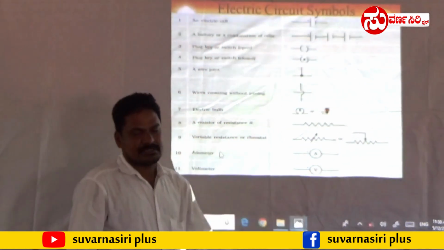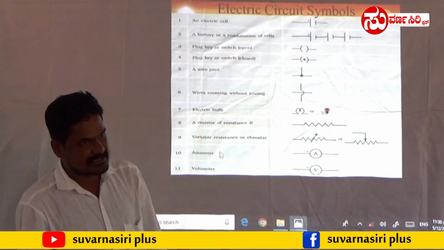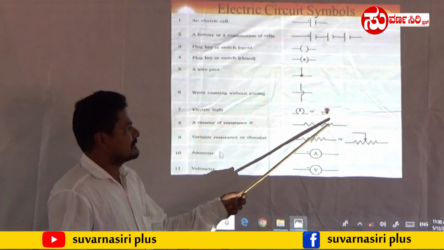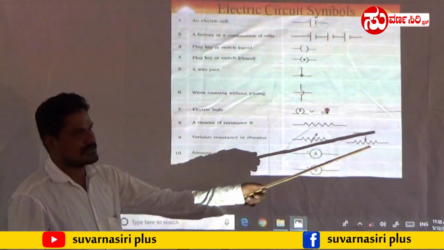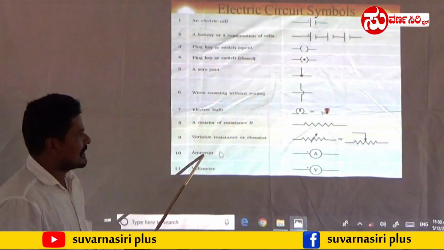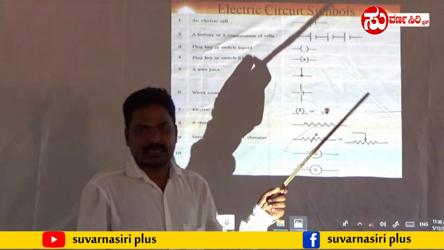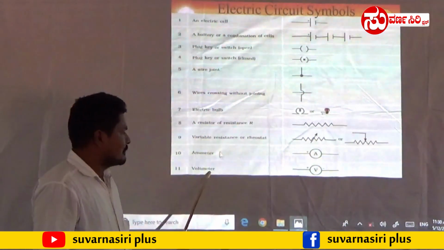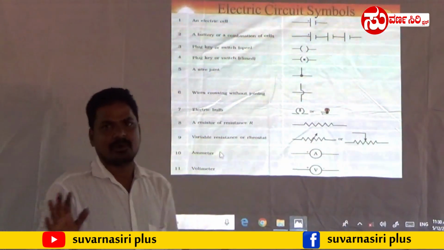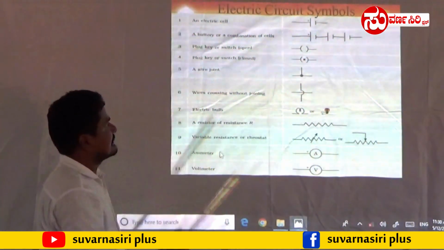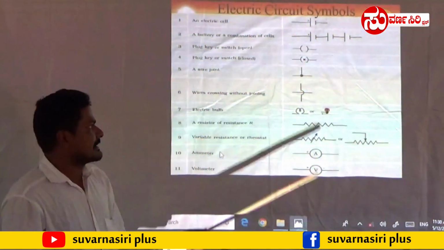Here, resistance means what, what is the formula of resistance, and what factors the resistance depends on, we have to learn in the next session. And next, variable resistance, which is called a rheostat. And next, ammeter. Ammeter, as I already said, is the device used to measure electric current. And next, voltmeter. Voltmeter is a device used to measure the potential difference. These are the main electric components used in electric circuits.